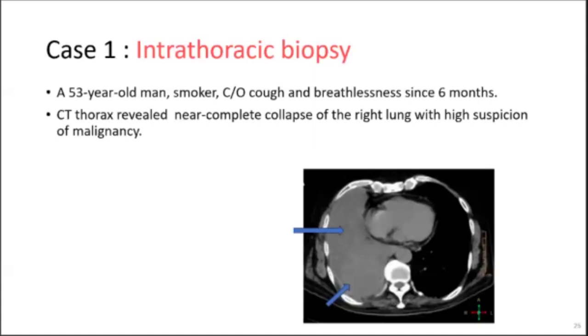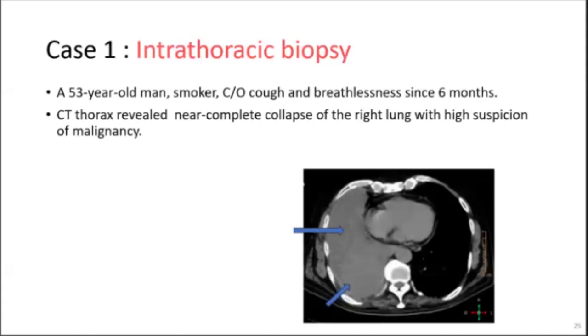Good morning, everyone. I'll be briefing you about the experience of PET-guided robotic biopsy in our department. We have major experience in two areas of biopsies. One is FDG PET-guided intrathoracic biopsy, and the other is gallium PSMA PET-guided prostatic biopsy. First, I'll be talking about the intrathoracic biopsy.